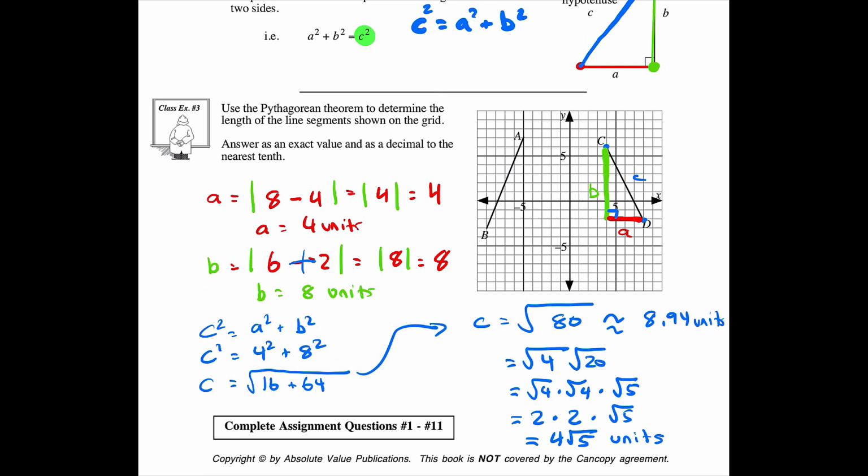And if you want to check that you're right, I would just go into my calculator again, and I would type in 4 root 5, hit enter, and I get 8.94. So I've basically verified that my work is correct here by comparing it to this number up there. Hope this helps.